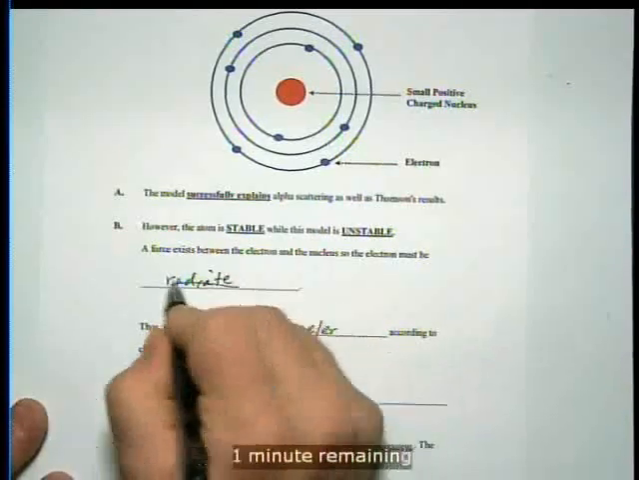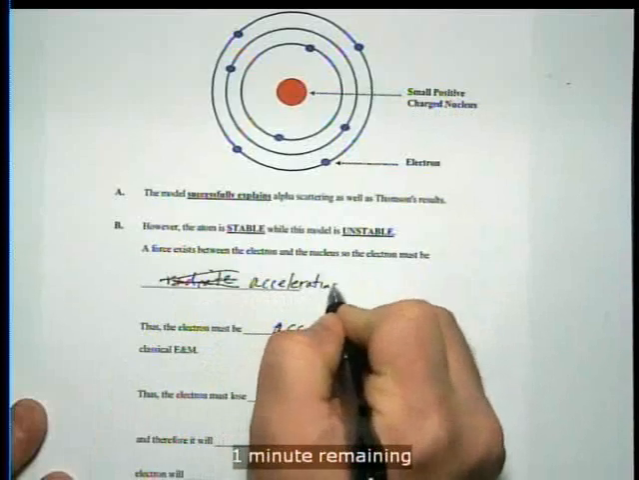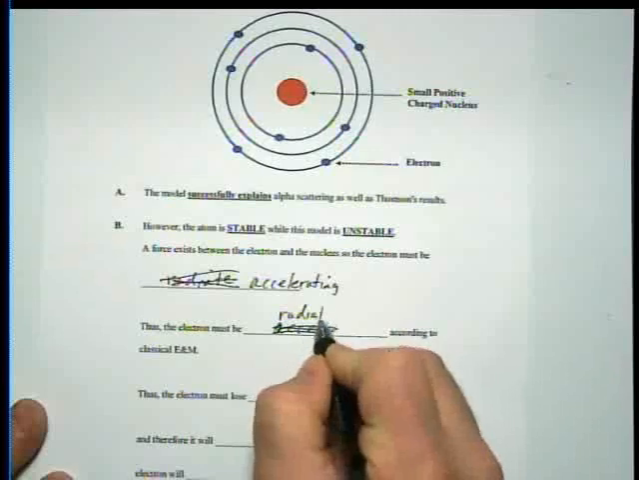No, this one, I got it backwards. This is accelerating. There we go. And this one is radiating. I get it right. All right. Trying to hurry and I'm getting myself in trouble.